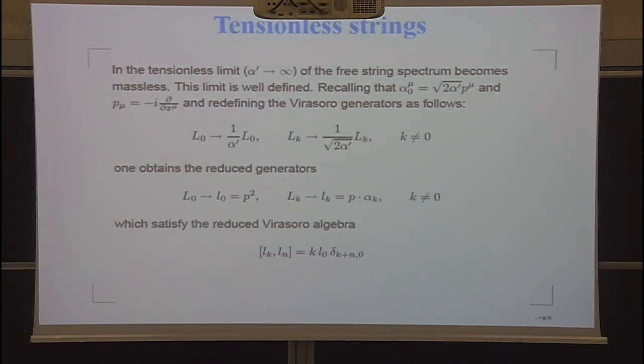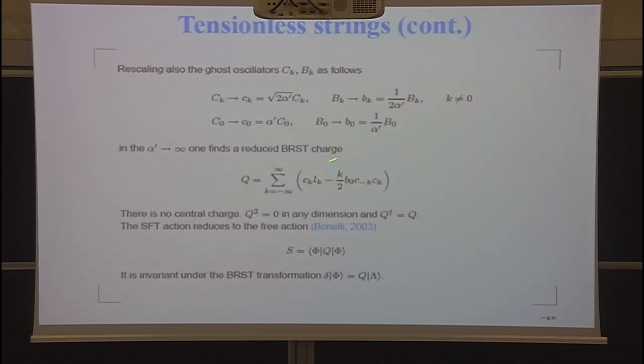I remind you what the tensionless strings are. It is the limit of string field theory, in this case open string field theory, when alpha prime goes to infinity. In this case, all the Virasoro generators are rescaled, and one obtains the reduced generators so that the Virasoro algebra becomes almost trivial. You can do the same for the ghost, and you have such a simple expression for the BRST generator.